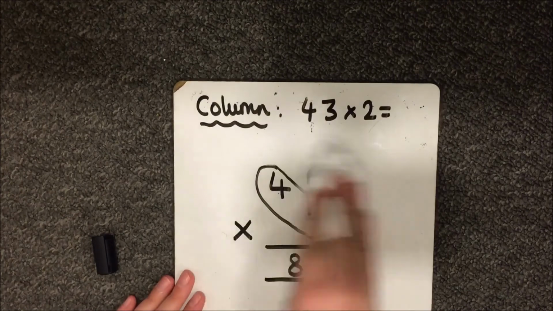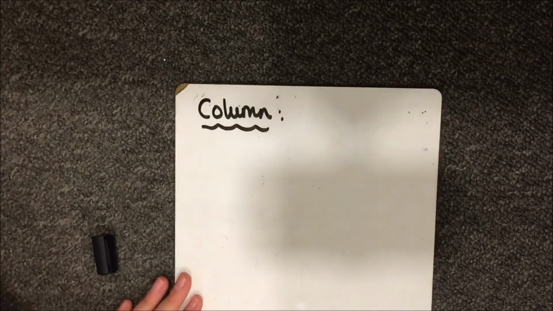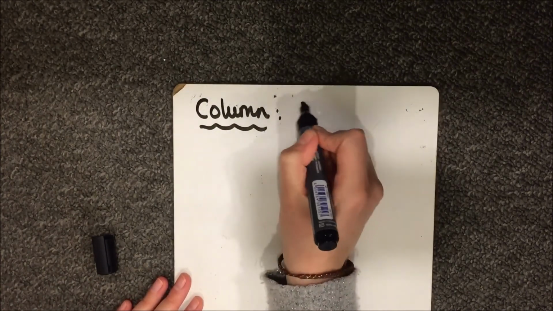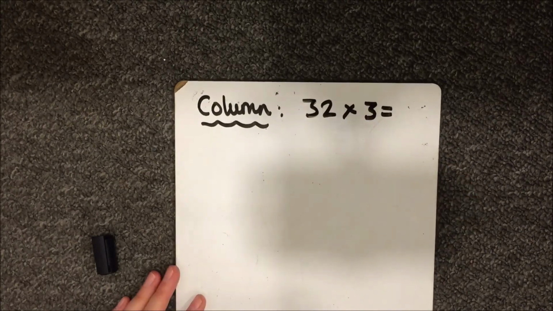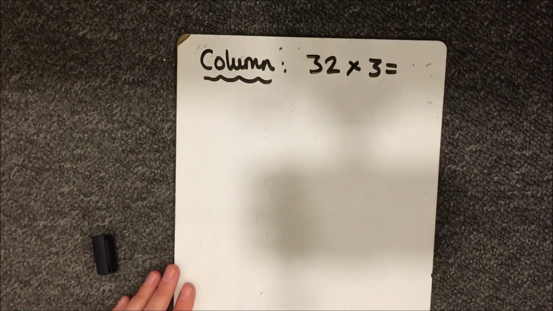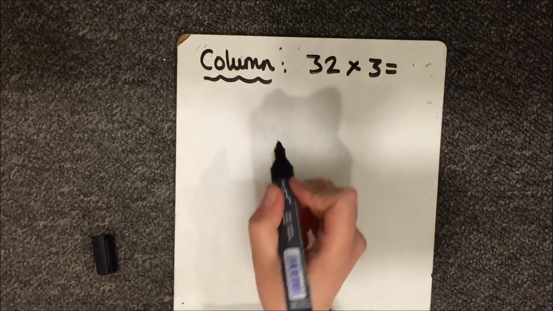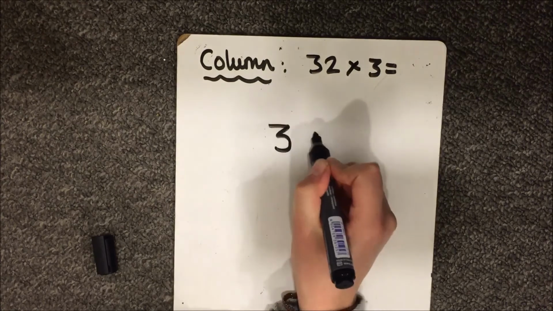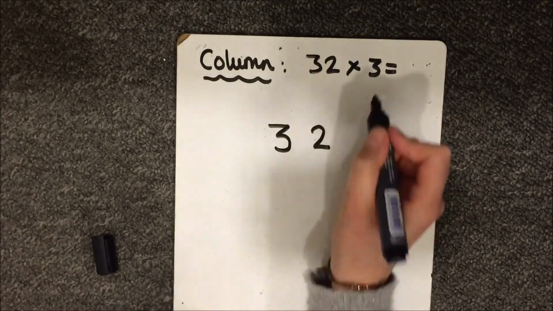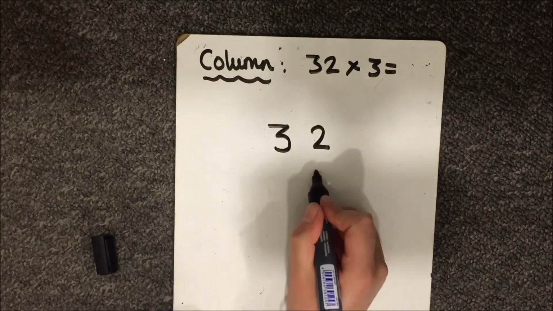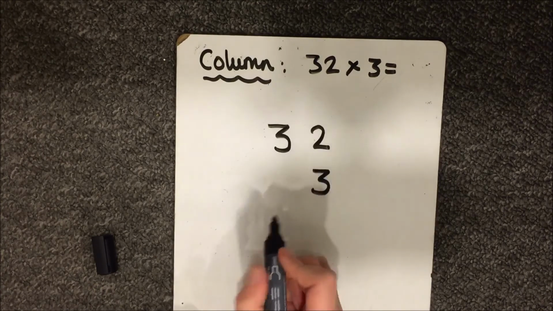Let's try and do it as the column method. Ready? 32 times 3. If you're confident at this already, and you remember it from my previous example, pause the video and do this as a column method. If not, stay with me. Ready? 32. If I'm timesing by 3 ones, where are those ones going to go? That's right, underneath my 2 ones here.